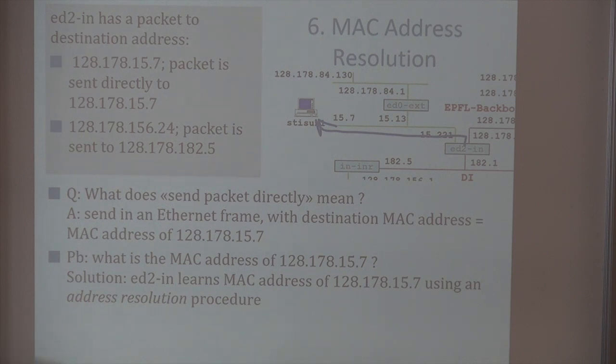Well, it's trivial. If you're an Ethernet, you create an Ethernet frame, and you put the destination MAC address, the destination of the next hop. The only non-trivial thing is, how do you find this destination address? So what is, for example, the MAC address of that destination? Then we need an address resolution procedure for that.